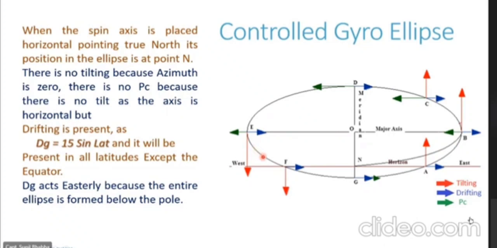And going like this, the spin axis reaches point foxtrot. At point foxtrot, the tilt is zero. With the tilt zero, control precession is zero, so you don't see any green vector at this point. The only two forces acting now are easterly drifting and the downward tilting.